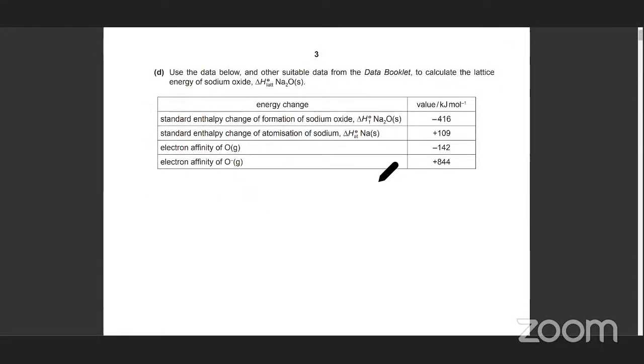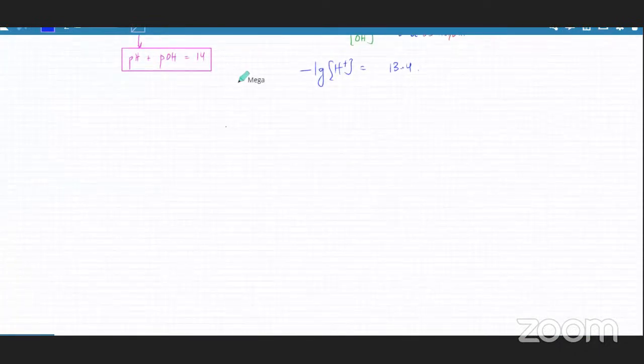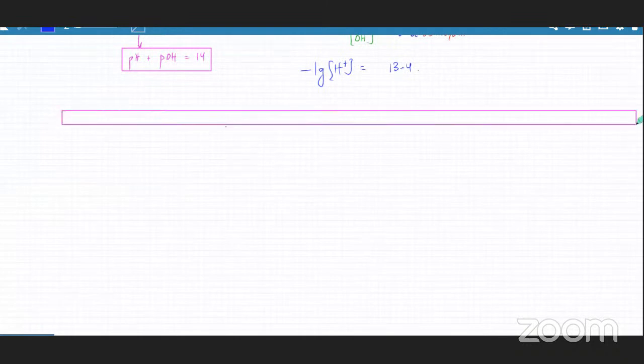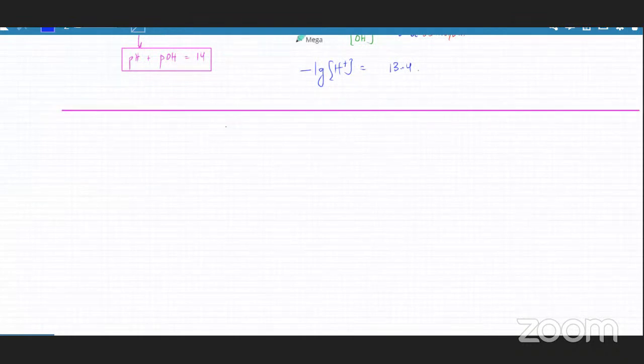Now you have to draw the Born-Haber cycle. ठीक है, electron affinities are given, atomization is given, and you have to calculate the lattice enthalpy of sodium oxide. So how do you construct the Born-Haber cycle for sodium oxide? The way you're going to do that is you can start off with enthalpy of formation of sodium oxide. So let's first construct the Born-Haber cycle. Enthalpy of formation is that elements combine to form 1 mole of substance, which in this case is sodium oxide.